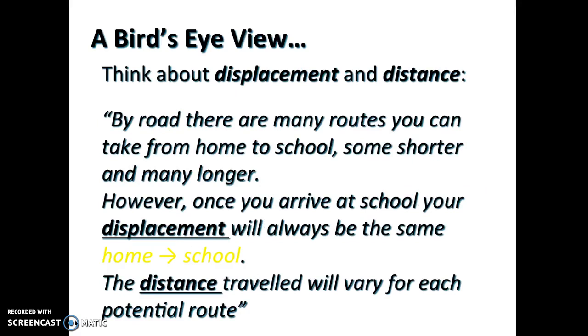Okay, so a nice way to think about the difference between scalars and vectors is to think about displacement and distance. You can see here by road there are many routes you can take from home to school, some shorter and many longer. However, once you arrive at school, your displacement from home will always be exactly the same. So the distance travelled will have varied. You might have walked longer or shorter, but the actual displacement from home will have a size and a direction.